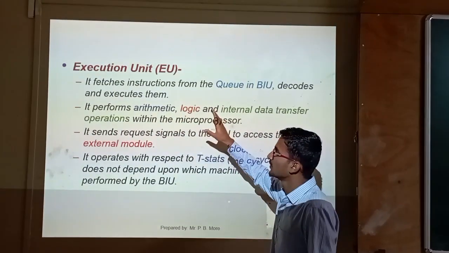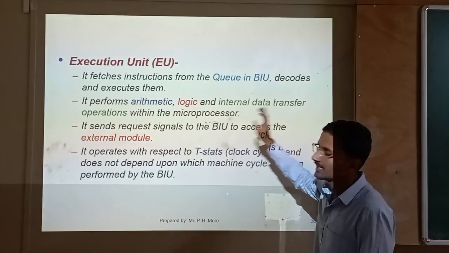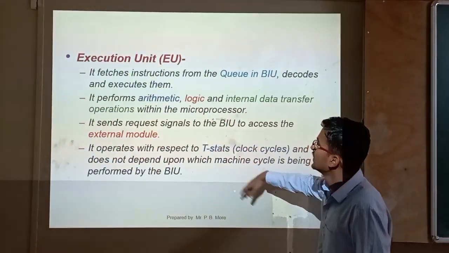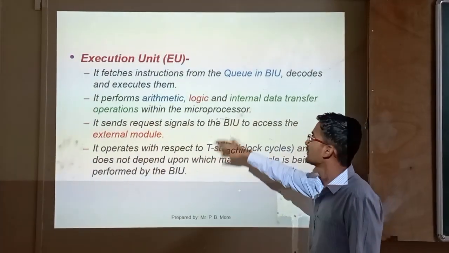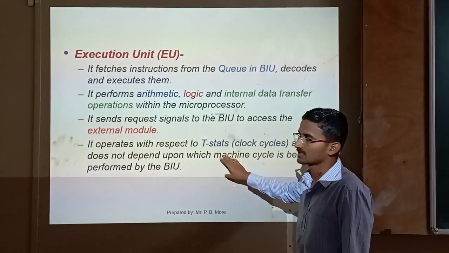Now let's see the second part of the architecture of 8086. It is known as the execution unit. It fetches the instruction from the queue in the BIU, and decodes and executes them, as the decoding part occurs in the execution unit. It performs the arithmetic, logic and internal data transfer operations within the microprocessor. It sends request signals to the BIU to access the external memory.